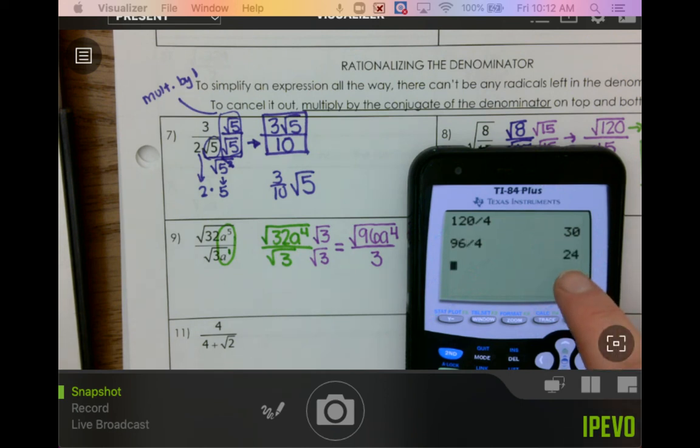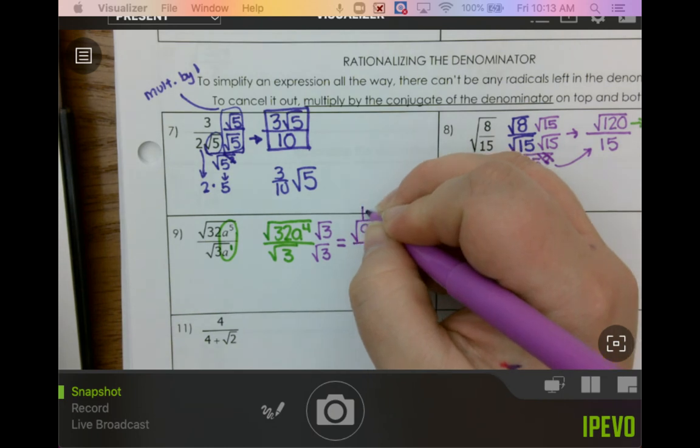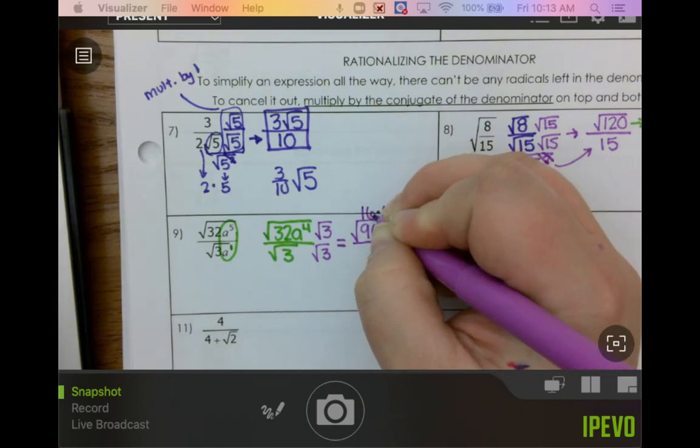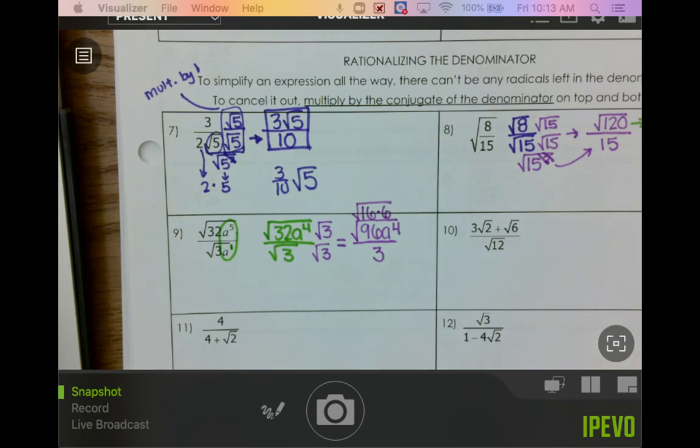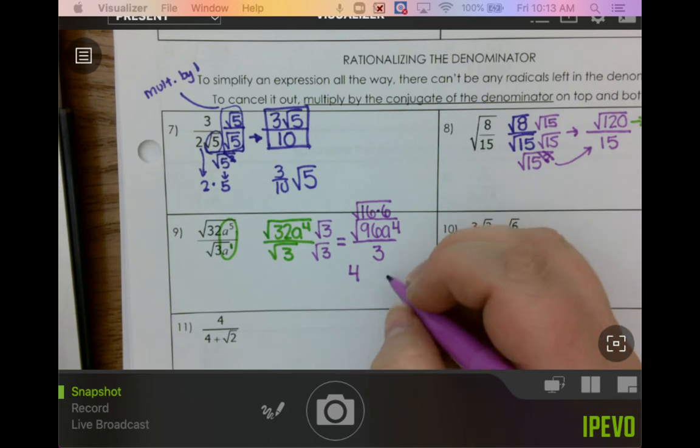Okay, 4 goes in 24 times. There are some perfect squares like 4 that go into 24 again. So I'm going to keep going. 16 and 6. The only numbers that go into 6 are 2 and 3. Neither of those are perfect squares, so you know that this can't be broken down any further. And I'm just going to write that right here. 16 times 6. The square root of 16 is 4, so it gets to come out. But the 6 has to stay.